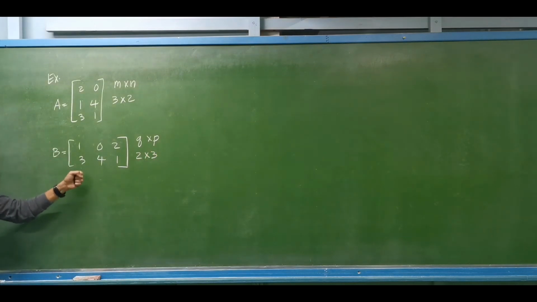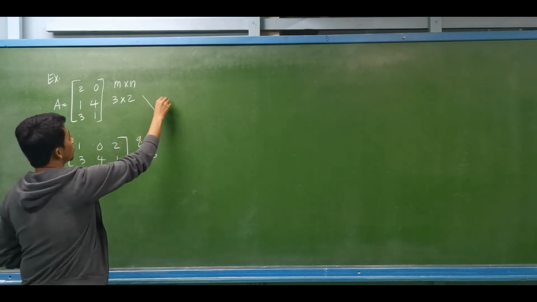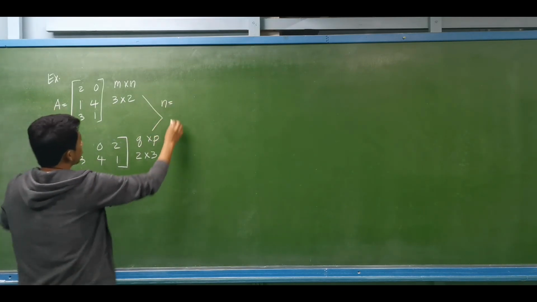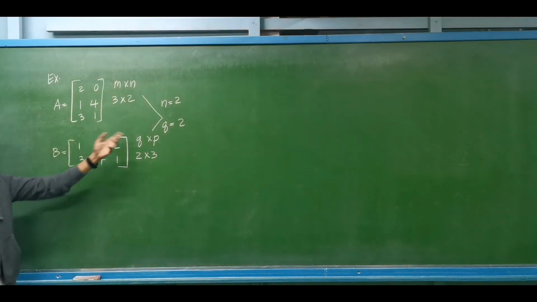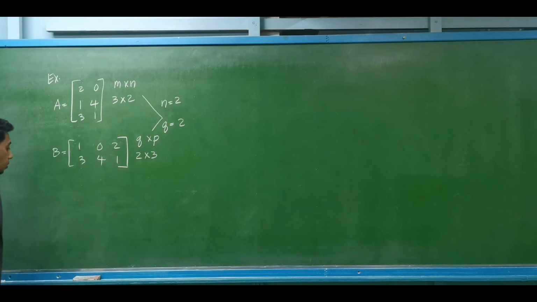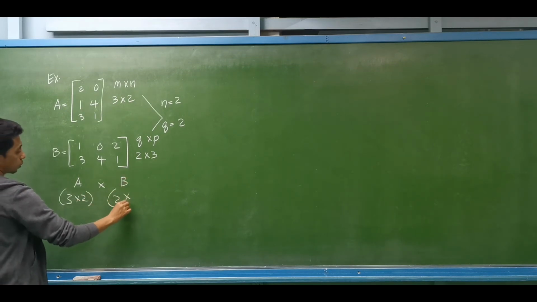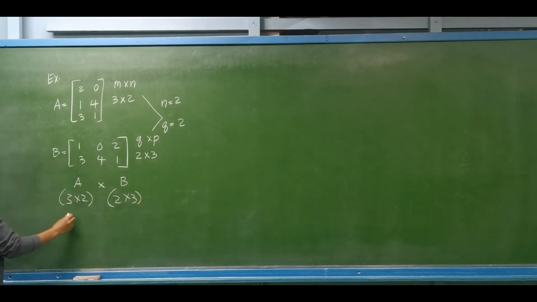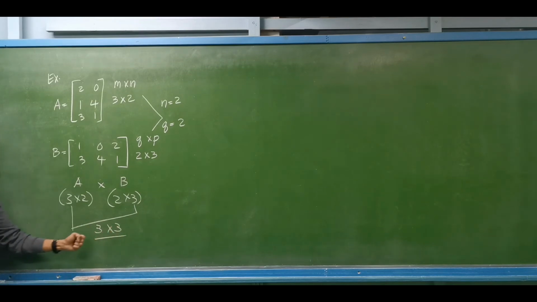So if we are to compute the product of matrix A and matrix B, let us check if they are conformable. Basically, the number of columns of matrix A is 2. The number of rows of matrix B is also equal to 2. So they are conformable. The dimension of matrix A is 3 by 2, and the dimension of matrix B is 2 by 3. Therefore, we are expecting a resulting matrix with a dimension of 3 by 3.